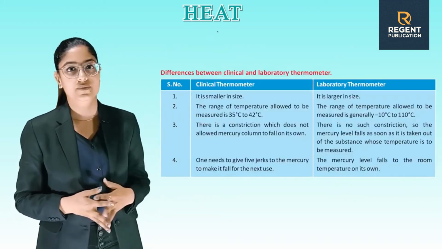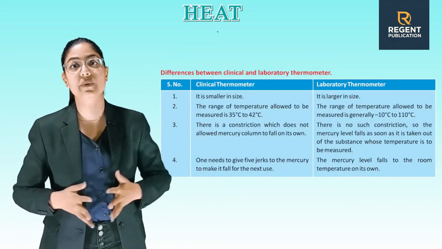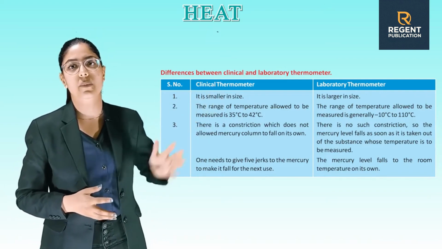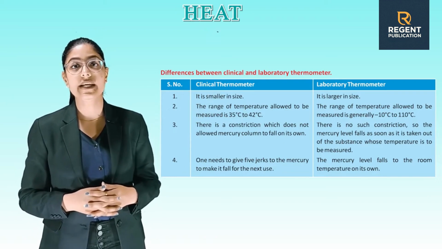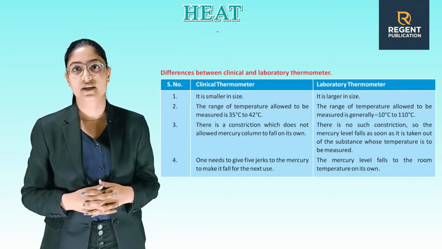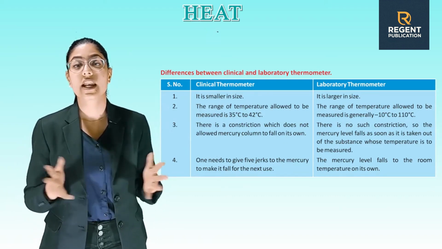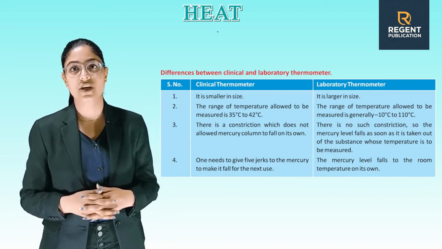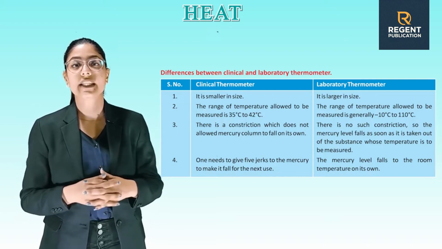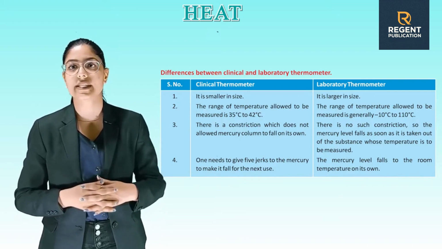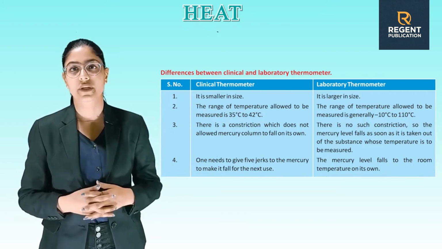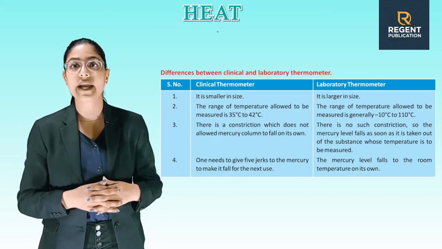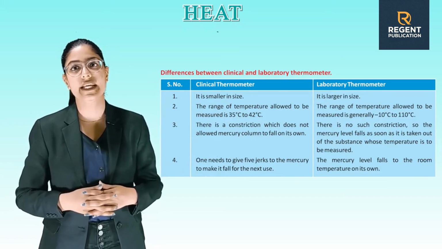Carefully see this table. This shows you the difference between clinical and laboratory thermometer. Clinical thermometer: it is smaller in size. Laboratory thermometer: it is larger in size. Clinical thermometer: the range of temperature allowed to be measured is 35 degrees Celsius to 42 degrees Celsius. Laboratory thermometer: the range is generally minus 10 degrees Celsius to 110 degrees Celsius.